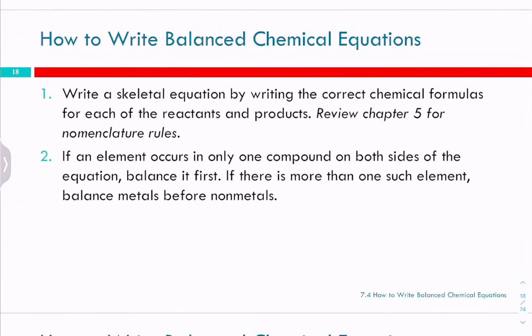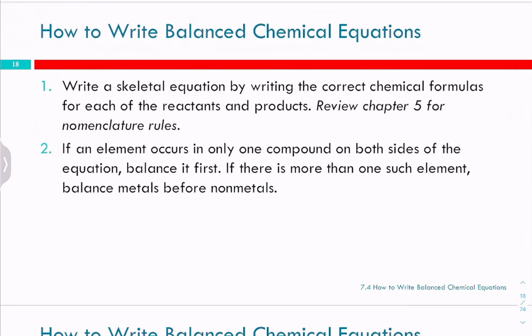And this is also where nomenclature is going to be more important. So to write out a balanced chemical equation, if you just have chemical names, then you need to be able to correctly write out the formulas from those names. Because if you write out the incorrect formulas, it's not going to balance properly.